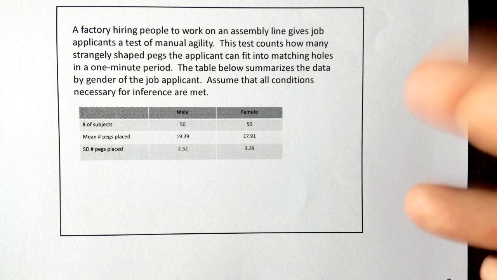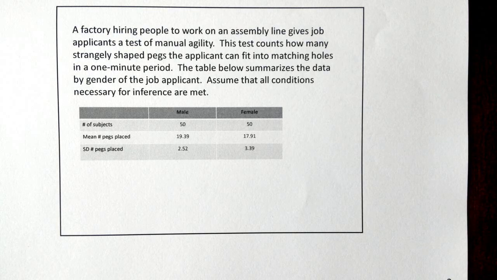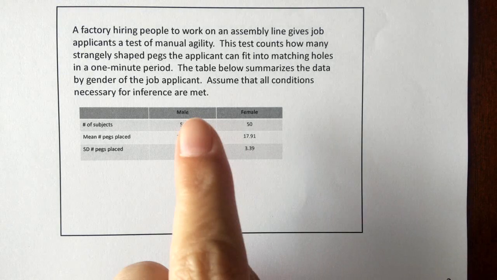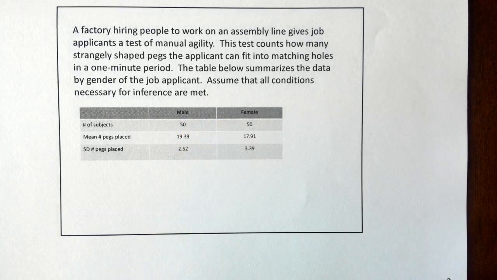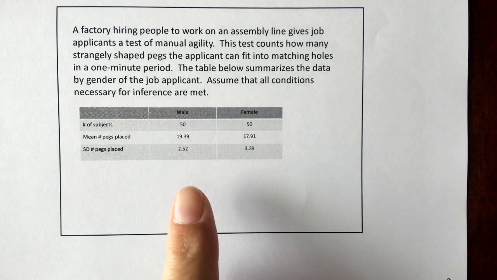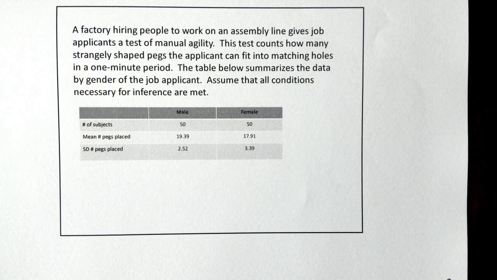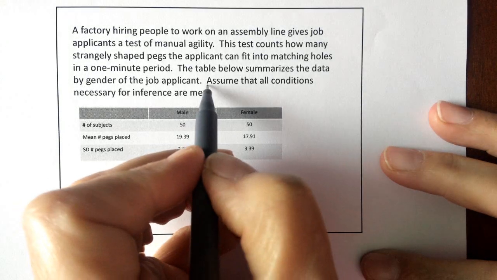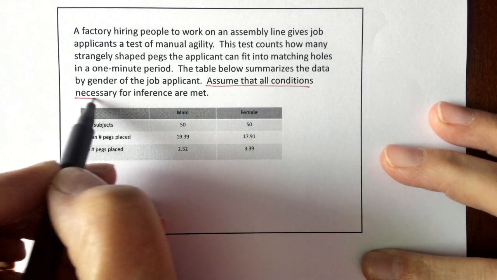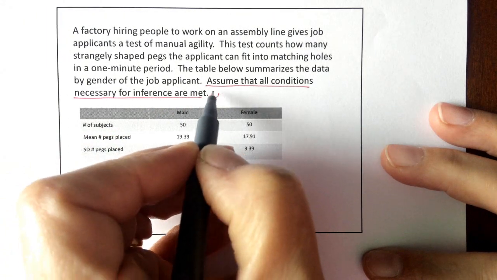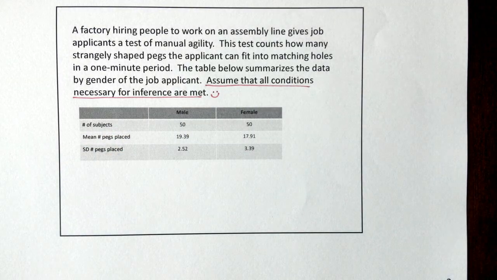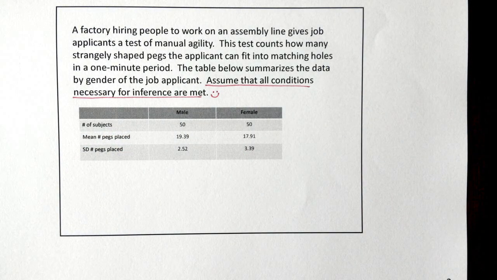Anyway, so they use this test to see if people can do the job or not. The table below summarizes the data by gender of the job applicant, and we're going to assume that all conditions necessary for inference are met. Now that's beautiful. Those are beautiful words, because if they tell me that conditions have been met, I don't have to check them, and I don't write them down.